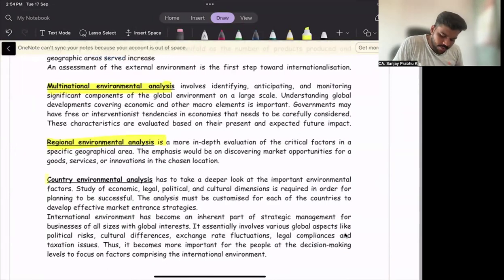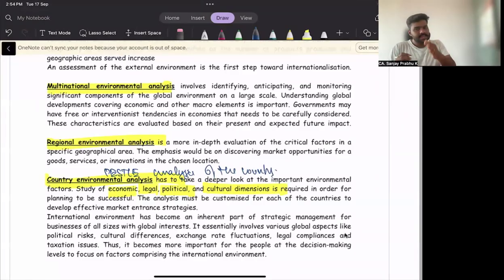Multinational environment, regional environment, country environment. Country environment analysis means you are studying the economic, legal, political and cultural factors. In short, you are going to perform PESTLE analysis of that country. So for example, if I am wishing to expand my business in China, I have to perform PESTLE analysis of China.